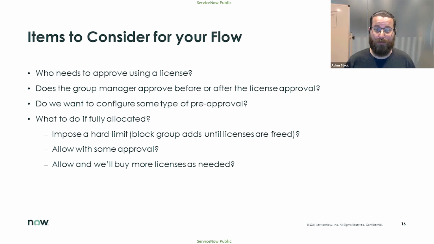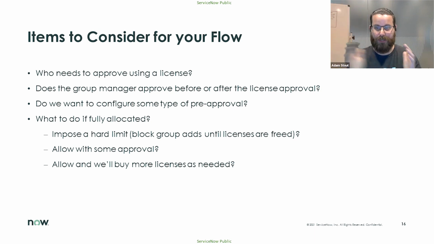All right, so we're going to walk through a few use cases and a few things that I want to call out, right? As we go through these, who needs to approve for a license? I need to understand that. I need to figure out who do I want to approve using a license. Does the group manager approve before that person or not? If they're not the person, I need somebody else to approve. Do I want to get approval to be in the group and then get a license, or to use the license and get a group?